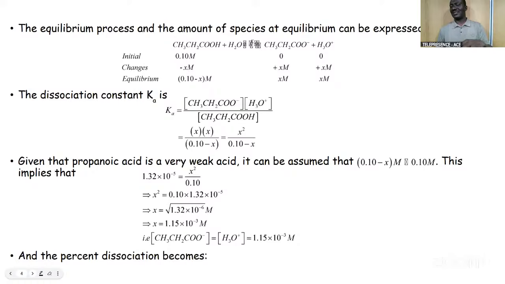Okay, so that is exactly what I'm trying to explain here, that the amount dissociated is very small, such that if we remove it from the initial amount, it will not make much of a difference. Okay, that's why X becomes negligibly small compared to the initial amount.